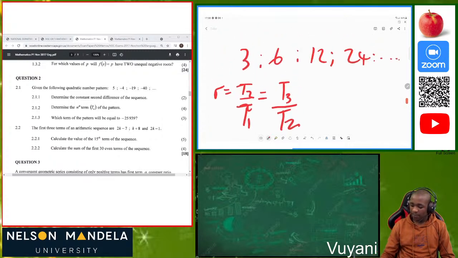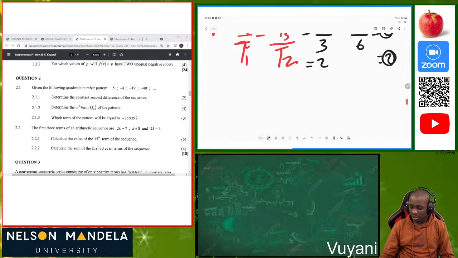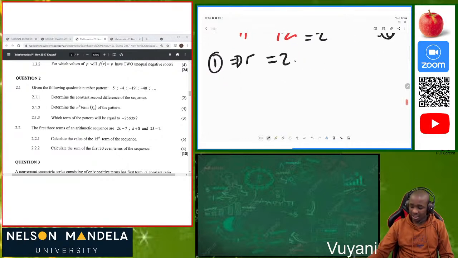So when we say our T2 is 6 divided by 3, we get 2. When you say 12 divided by 6, we still get 2. When you say 24 divided by 12, we still get 2. So 2 is our constant ratio. So if they ask you about the constant ratio, it will be equivalent to 2. How did you calculate that? We said it's T2 divided by T1.